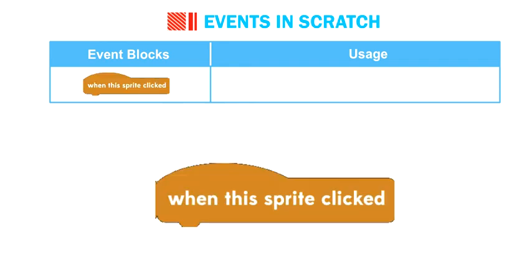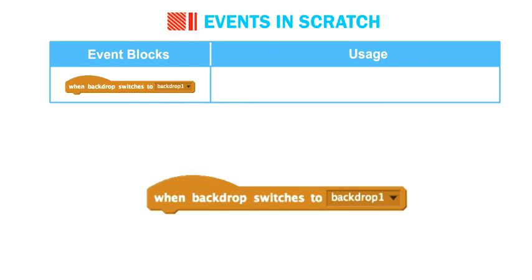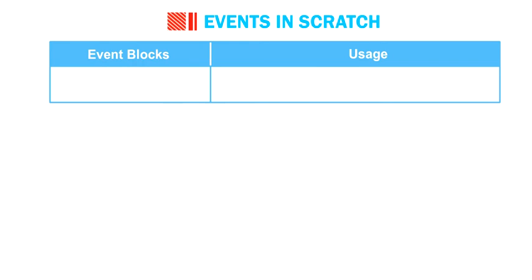"When this sprite clicked" will activate the scripts when a particular sprite is clicked. "When backdrop switches to backdrop 1": the scripts that contain this block on the top will be triggered once the specified backdrop changes in a particular scene.